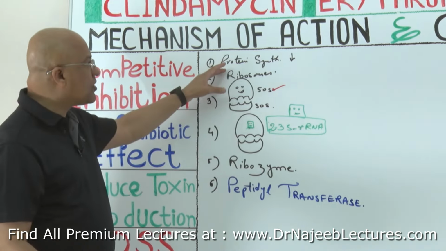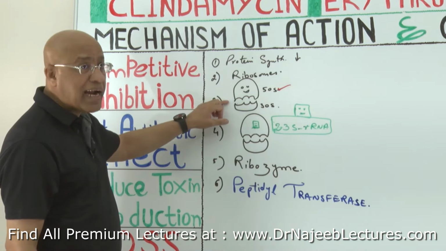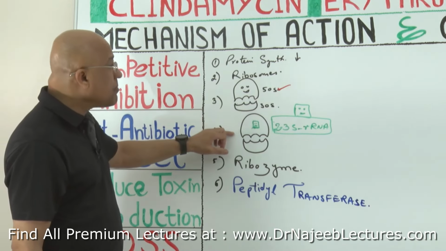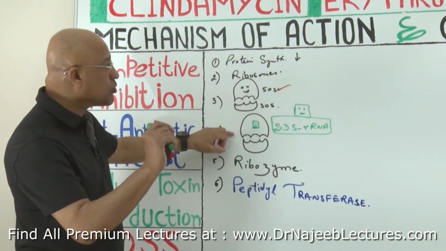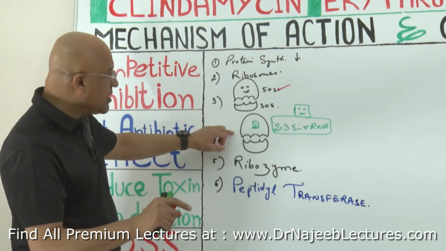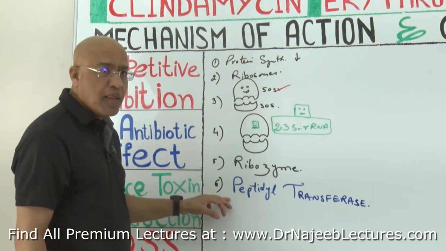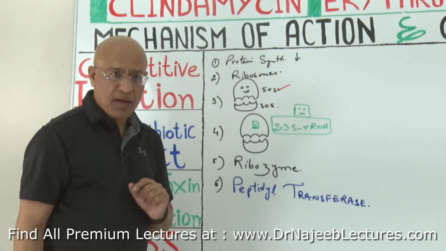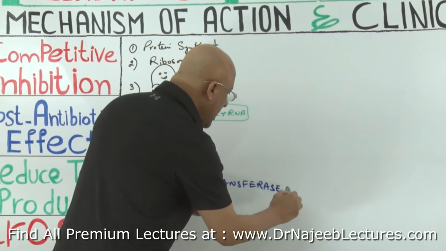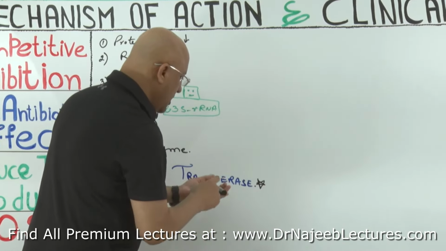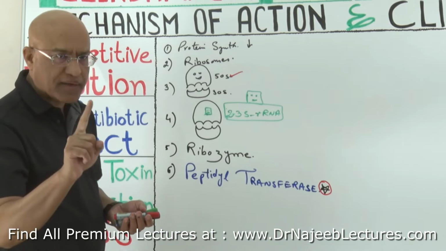All of them are protein synthesis inhibitors, all of them work on the susceptible bacteria ribosome, all of them act on the 50S subunit, all of them act on the 50S subunit special point, which is 23S ribosomal RNA, which is also called ribozyme, and which is functionally peptidyl transferase. Now, very briefly, I will explain how the peptidyl transferase works.